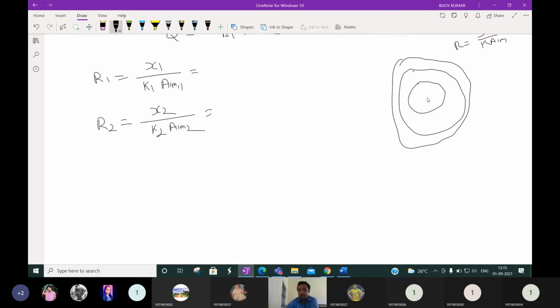Kindly consider this diagram. Suppose this is R1, this is R2. Then the thickness, this one, is X1. This X1 will be R2 minus R1, so R2 minus R1 by K1. ALM1 means 2 pi RLM1 into L. Then what is RLM1? You know the formula. It will be R2 minus R1 by ln of R2 by R1. We put that here as RLM1.